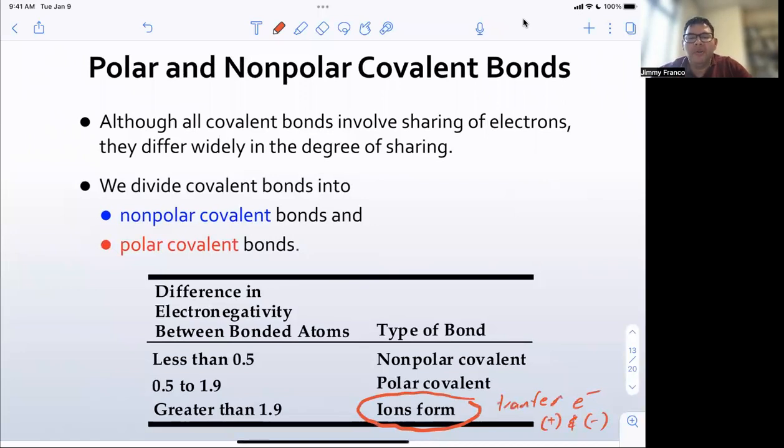A good rule of thumb, if you don't have that electronegativity chart with you, is if it's a metal and a non-metal, it almost always makes an ion. Right? So a metal and a non-metal almost always make an ion.